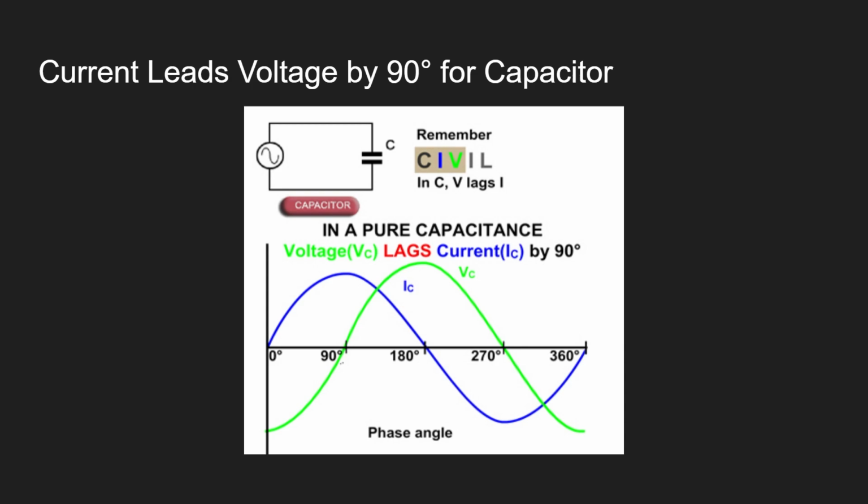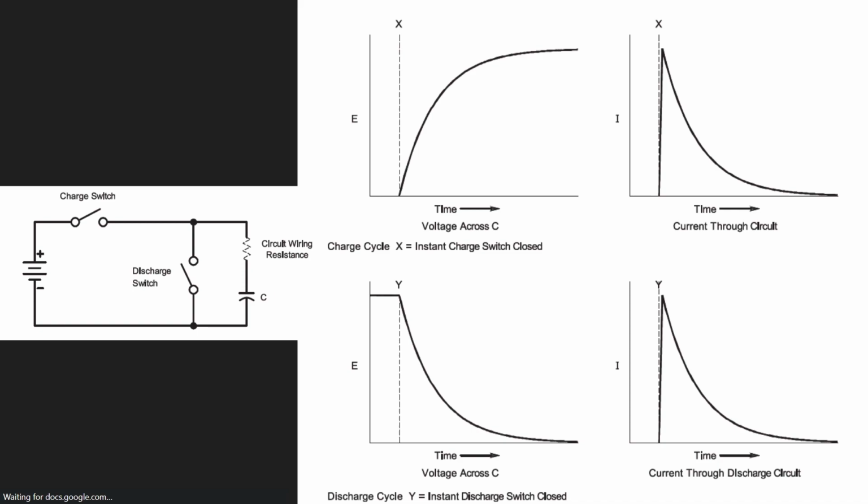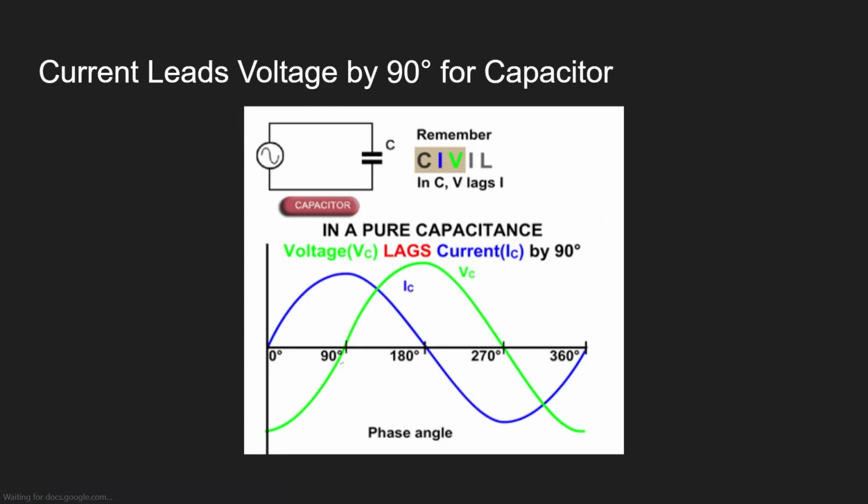Oh yeah, I'm really wrong. Luckily, I have this slide with me. Yeah, voltage lags current by 90 degrees. Remember this. I was wrong on my first two slides. Voltage lags current by 90 degrees. It means that current goes first and voltage follows.